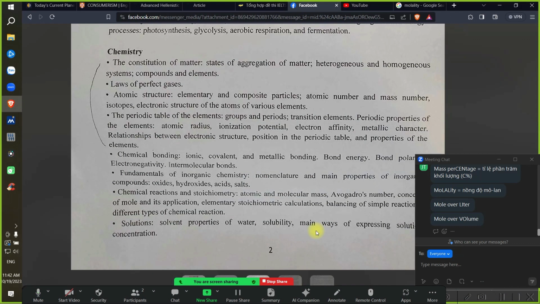Okay, what next? We have mass percentage. Mass percentage is mass of solute over mass of solution times 100. Not plus, it's times 100%. Be careful, okay? And this is for expressing solution concentration only. Nó là biểu đạt cái gọi là nồng độ của dung dịch thôi.